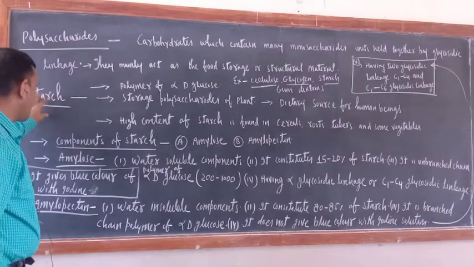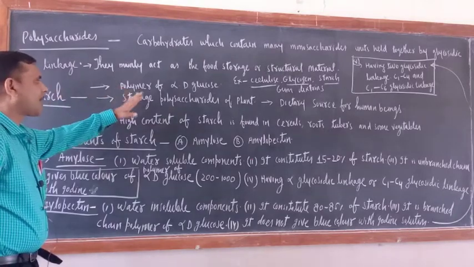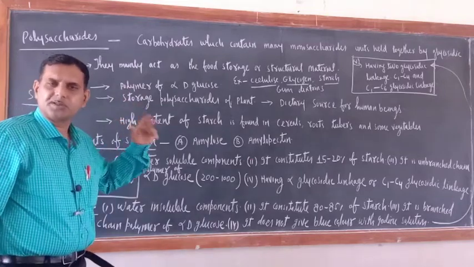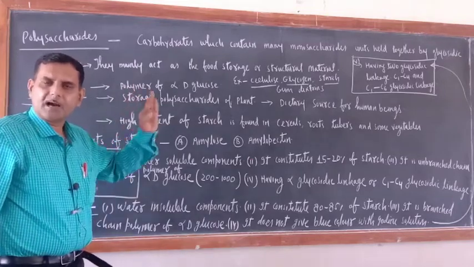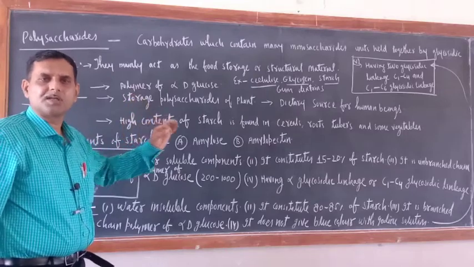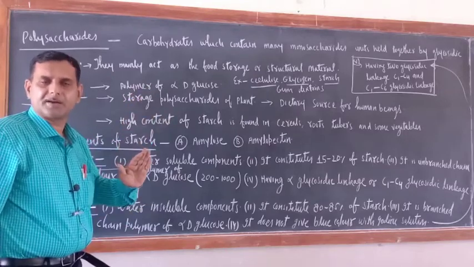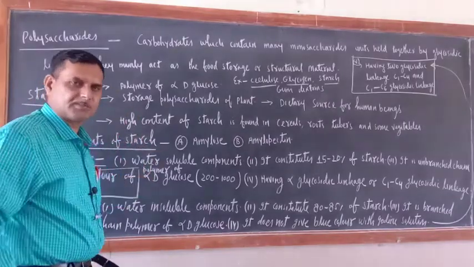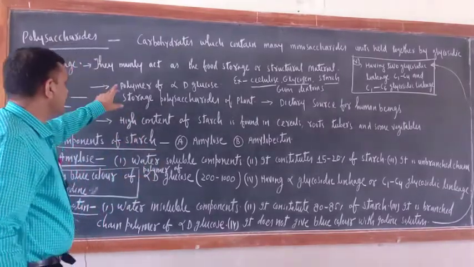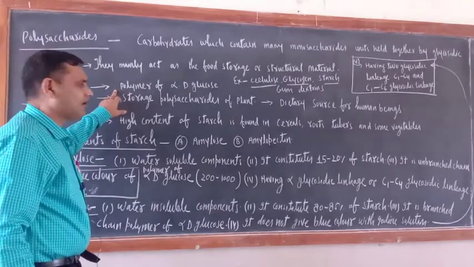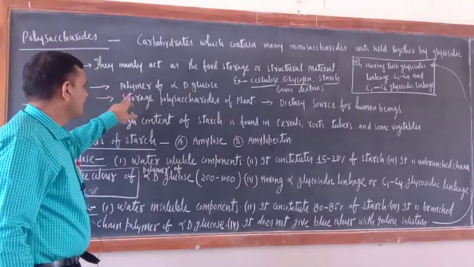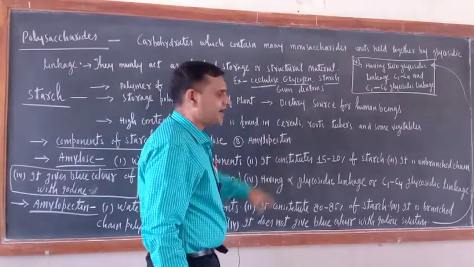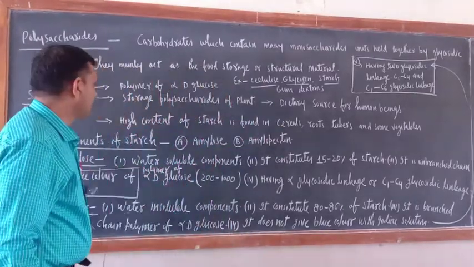Starch is basically the polymer of alpha D glucose, and the moment I say alpha D glucose, it means that at carbon number 1 of glucose, OH will be downside, OH will be downside, in the Haworth projection formula. So starch is the polymer of alpha D glucose. They are the storage polysaccharides of plants, and they are the dietary source for human beings.